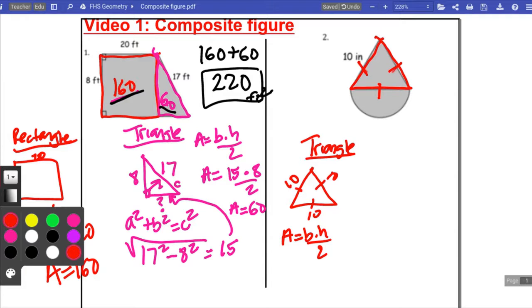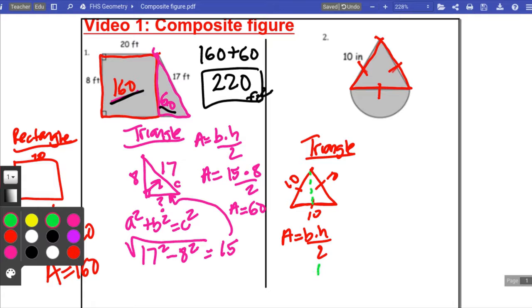Do I have the base? Yep, I got the 10. Check. Do I have the height? No, I don't have the height. The height is not here. This one right here, that's missing. All right, so we're going to have to do some work for that.